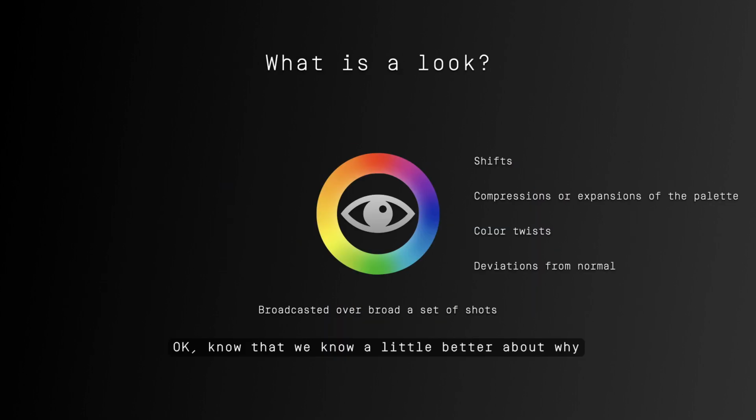Okay, now that we know a little better about why we might want a look and in which environment we are going to build it, let's go into the details of what a look really is and how does it differ from color grading. If the color mapping gives us a standard rendering, the look carries all the operations that will distort, compress, or expand the color palette to suit our needs. The look also applies to a broad set of shots across the entire project, while color grading is more of a shot-by-shot approach.